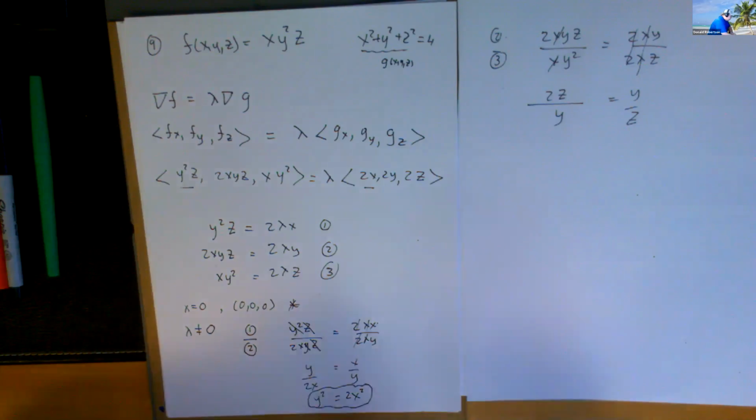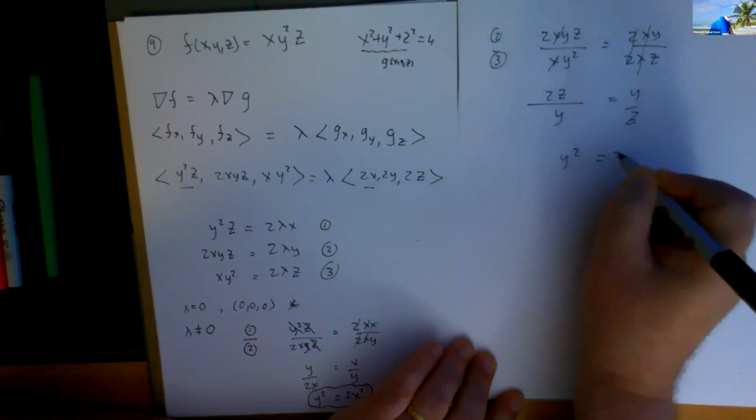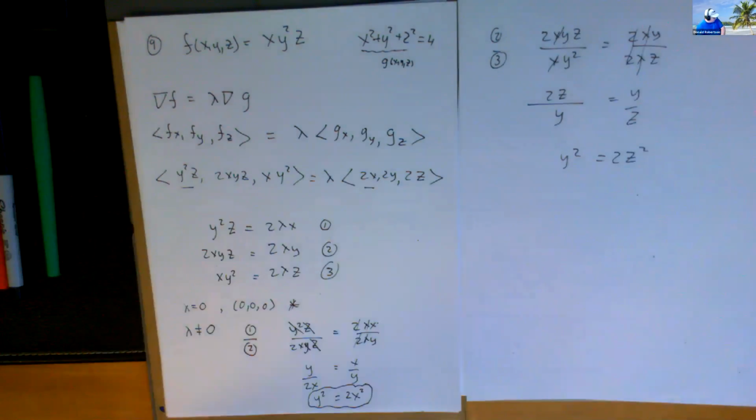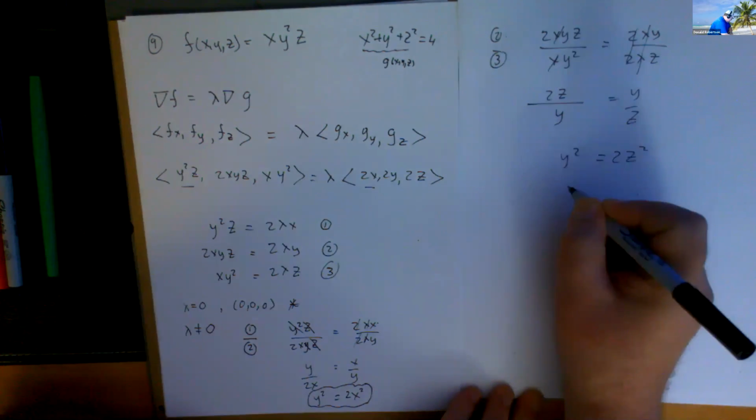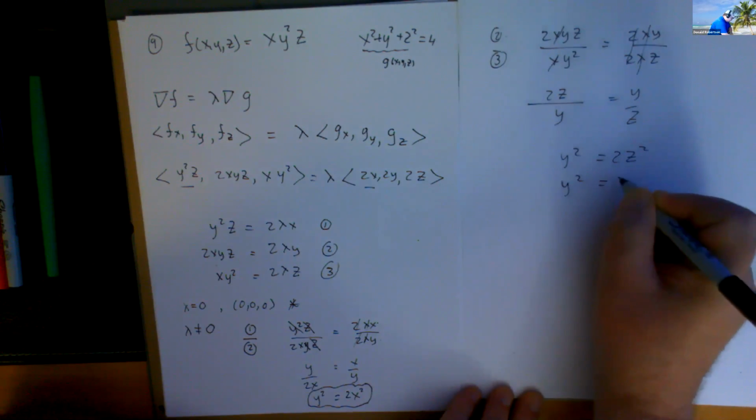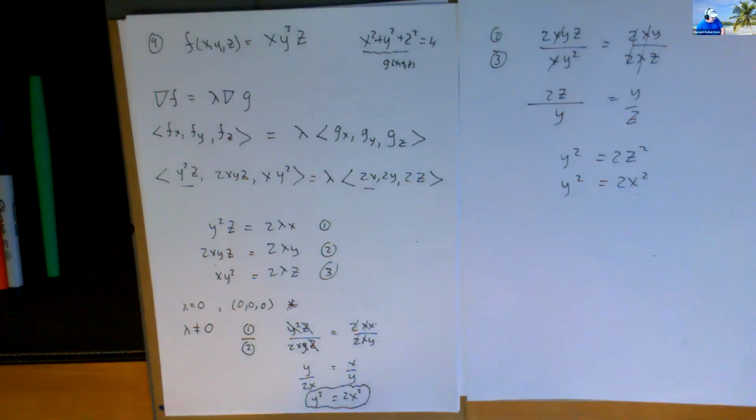Now if you do the cross over thing, don't I now have y squared is equal to 2z squared? Are we good? Now, I have already y squared equals 2x squared. I'm about to do this.